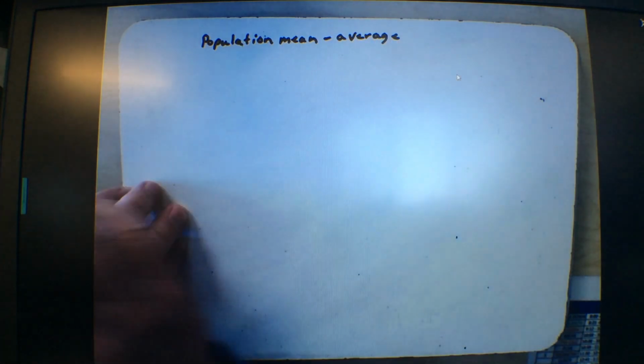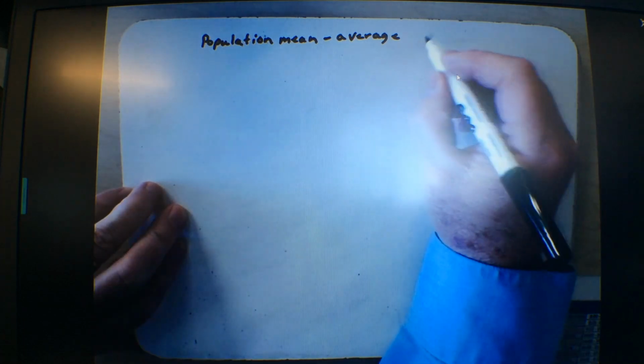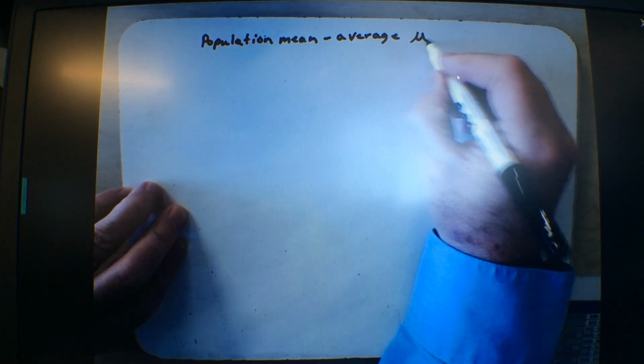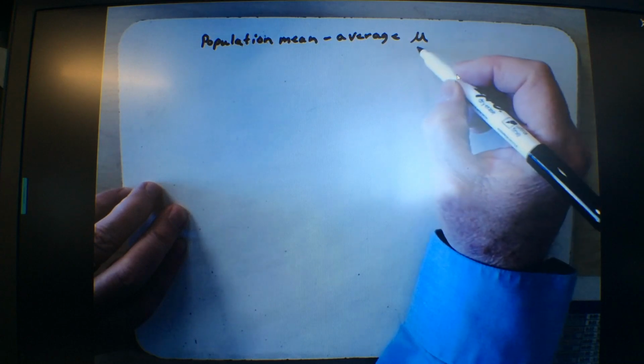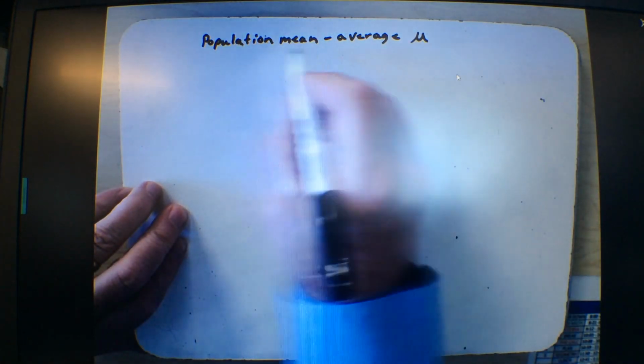Okay, so a population mean is the average value of all the given data of the entire population, and it's represented by this thing here. I think this is called mu. It's like a cursive U. Okay, so that's population mean.